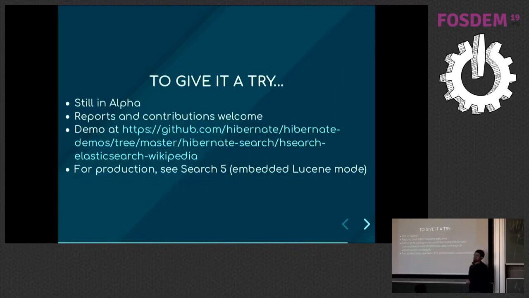And if you want to use Hibernate Search in production, you should rather have a look at Search 5 for now, which has different APIs and is focused on embedded Lucene mode. It also has experimental support for Elasticsearch. But since the APIs are optimized for Lucene, it's not the best fit. That's why we're doing Hibernate Search 6. And that's all.